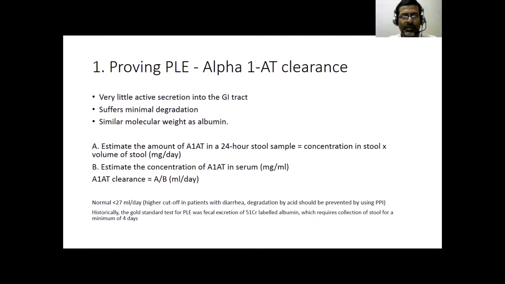So just like you do a creatinine clearance, the concentration of alpha-1 antitrypsin is measured in stool and multiplied by the volume of stool over 24 hours. Concentration is measured in the serum, and then you can say how much of serum is cleared of alpha-1 antitrypsin in 24 hours. And there are cutoffs above which you say there's a leak of alpha-1 antitrypsin, and below which it's normal.